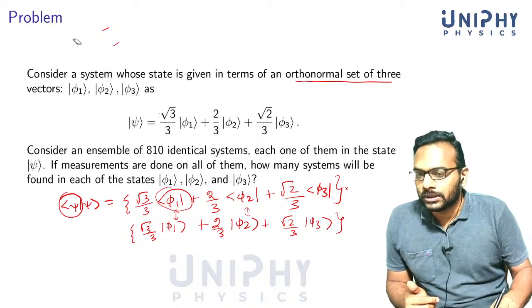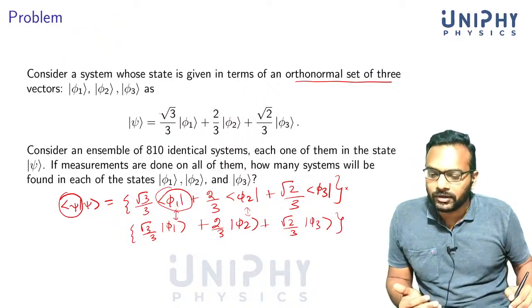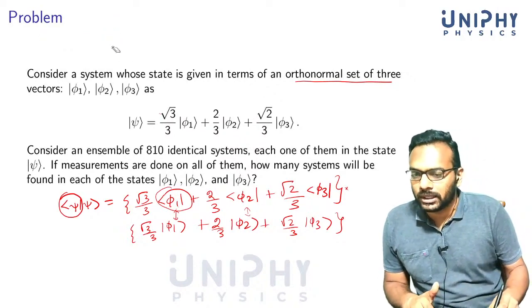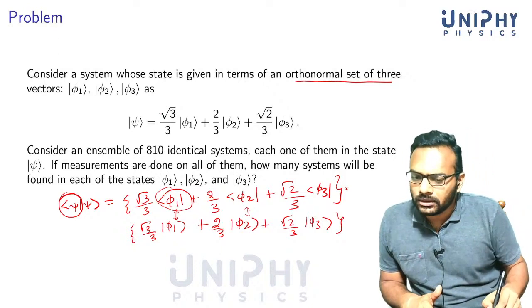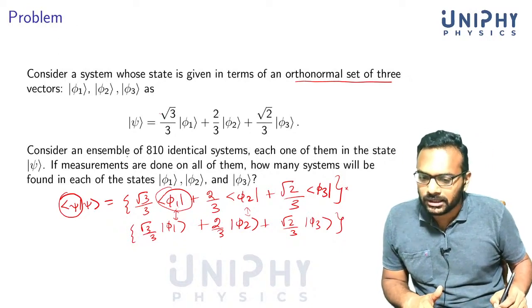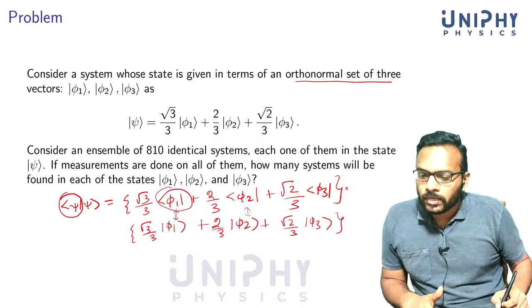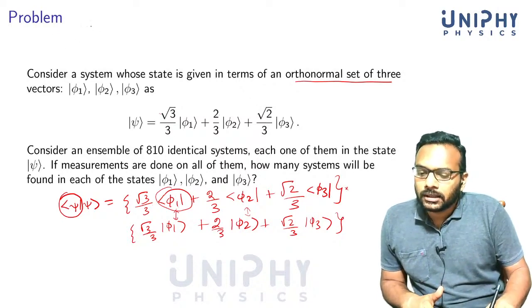So if you do this, you will see that, also using the fact that phi1 with phi1 is 1, phi2 with phi2 is 1 and phi3 with phi3 is 1, what you get is, you just multiply root 3 by 3 multiplied by root 3 by 3. So that would be, what is it?